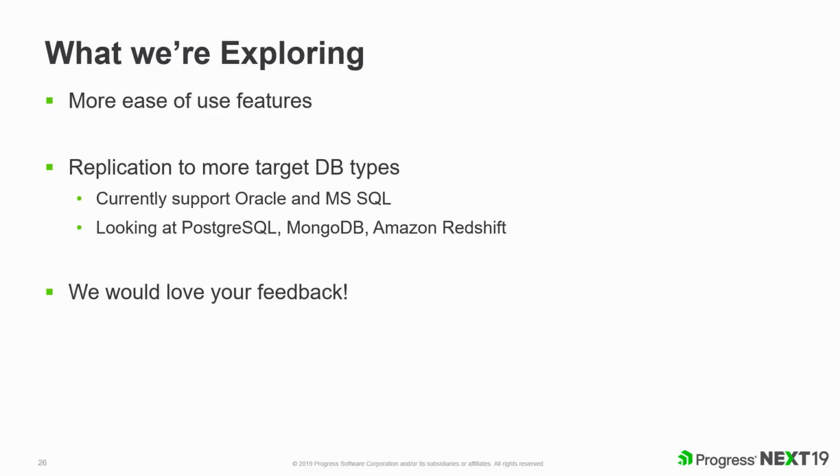So after the release of 6.0, which is coming in the early summer of this year, we're looking at exploring new avenues. Some of the areas we're looking at right now are more ease of use features to help you set up faster and make it easier and more standardized. Another is to look at replication into more target DB types. Right now, Pro2 is limited to only Microsoft SQL Server, Oracle, and another Progress database. But we're looking at expanding beyond that.